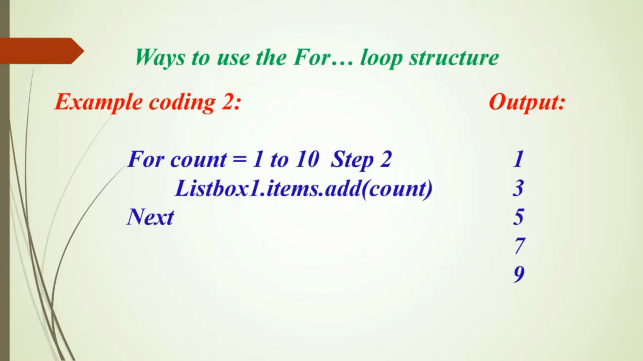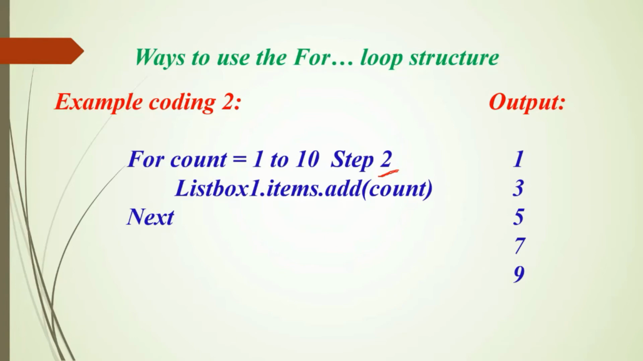Okay, so I again explain the working principle. Here it checks the condition 1 less than or equal to 10. Yes, the condition is true. So the value 1 is added to the output window. Now the counting variable name is count. So the value of count is incremented by 2 because I specified the step value as 2.